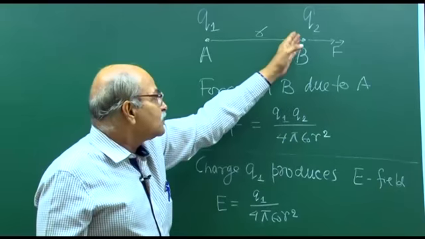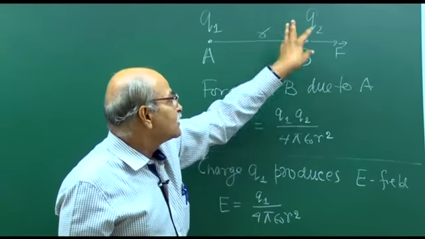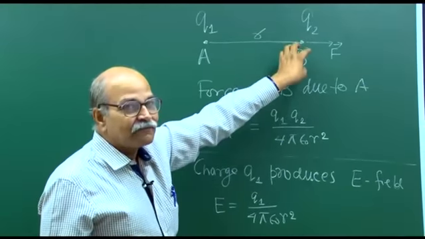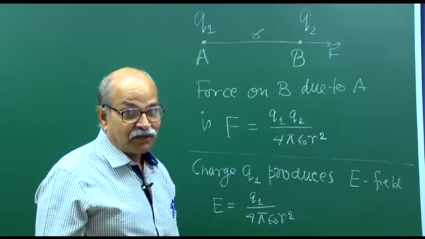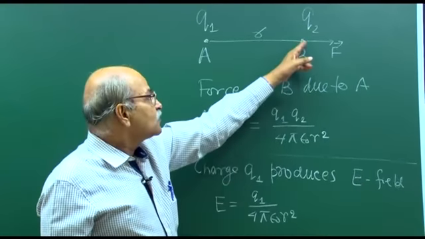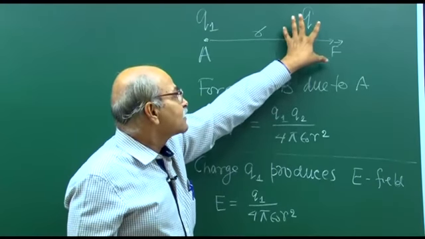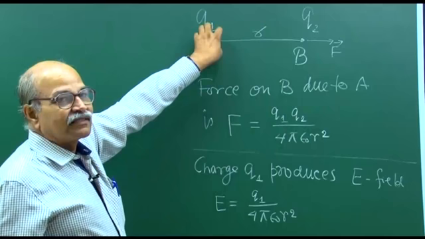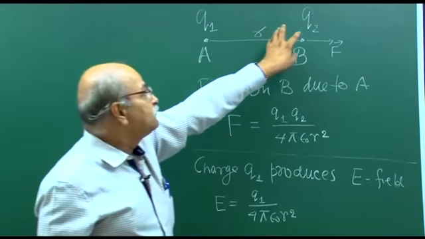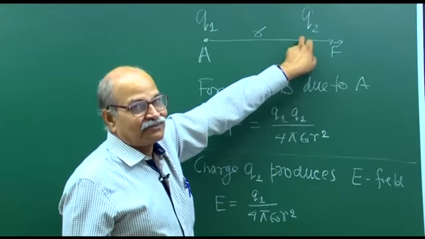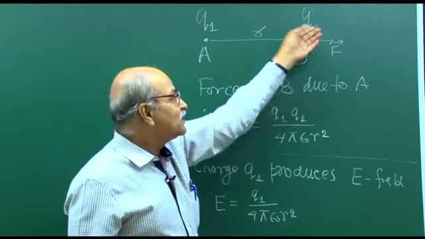If this Q2 charge is there in the field of Q1, that is the second step: this charge Q2 finds itself immersed in the electric field which is produced by Q1, and this field exerts force on Q2. So, the force on Q2 comes in that second step.